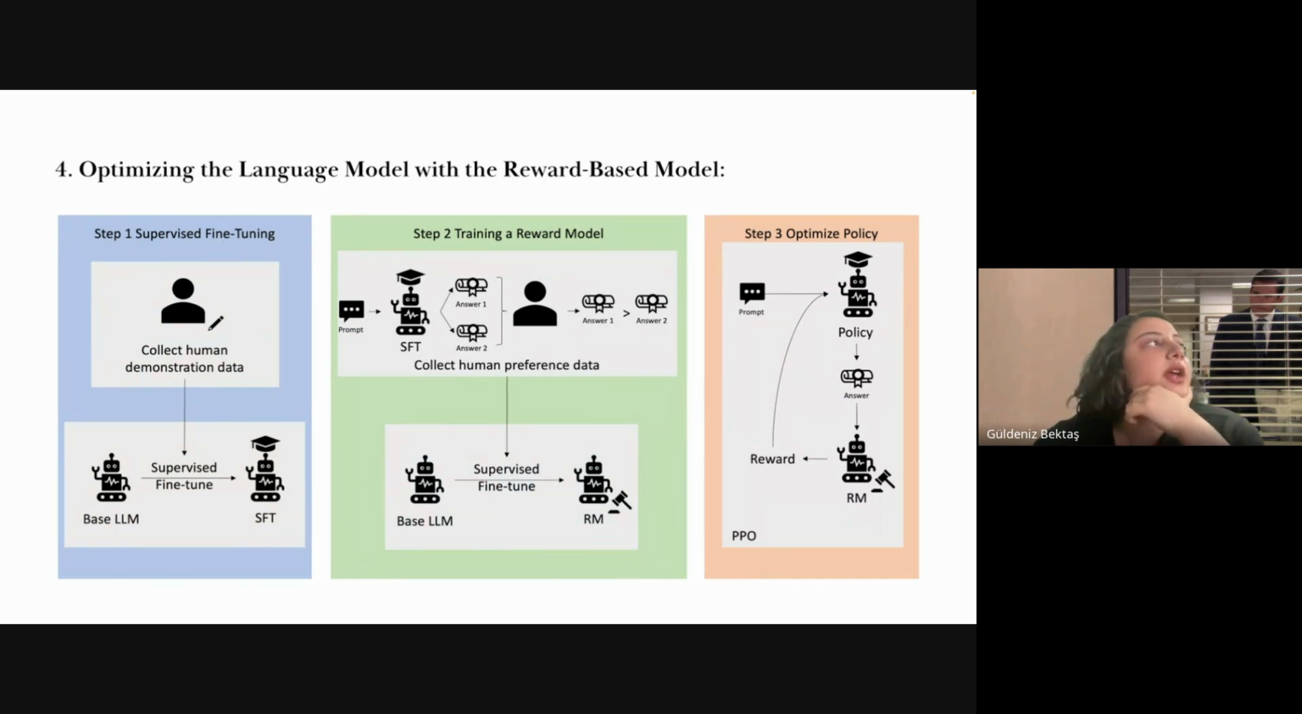So at first, we just collected our knowledge base, and then we fine-tuned the GPT model with our knowledge base, and then we asked the same question a couple of times, and then we gave those answers to a human and got the score from them, and then we fine-tuned another base LLM, and we had the reward model.